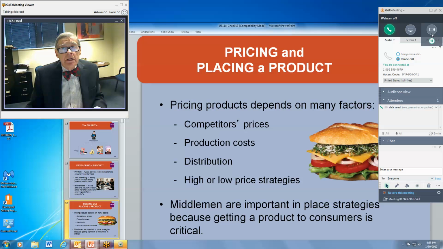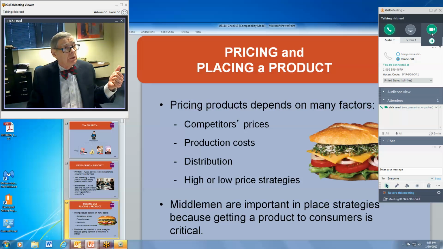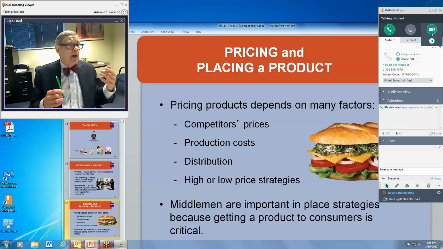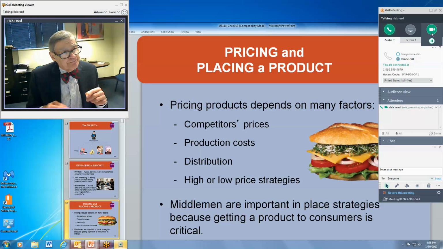So the next thing you need to do is price your product. Here are 4 factors: what your competitors charge. Obviously, you have to look at production costs. Now, this assumes that you're in the manufacturing business and you're going to make something to sell. Because it's a little bit different for somebody who's a wholesaler or a retail outlet. The price that they set is not based upon production, but on a number of other things. Then distribution comes into that, and then there are things called high price, low price strategies.